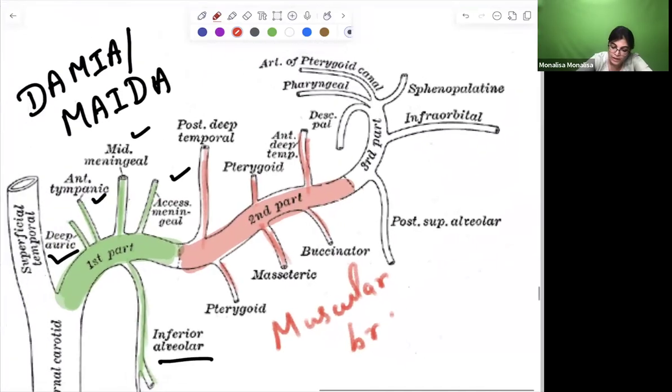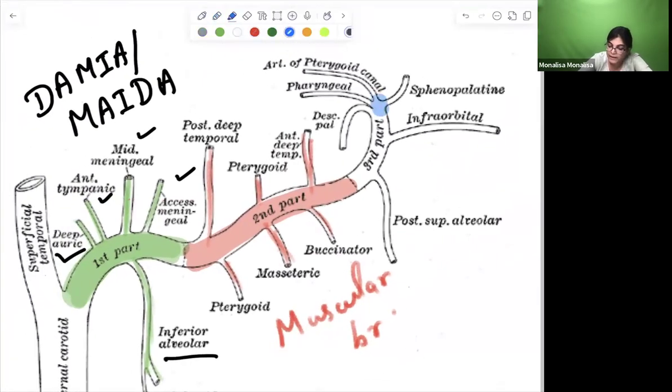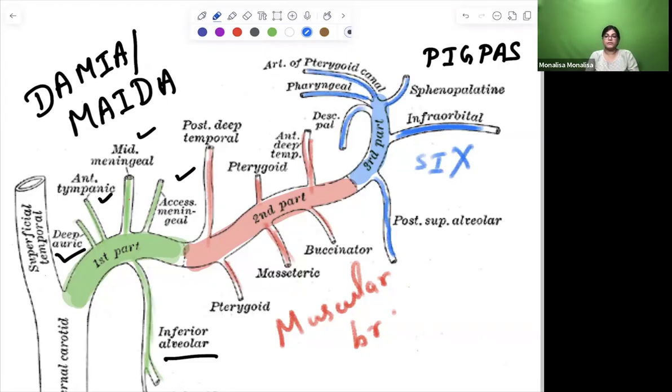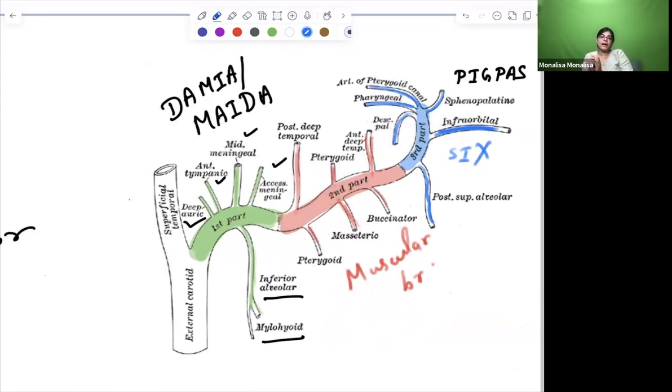Now coming to the third part. The third part gives 6 branches. The mnemonic is PIG PAS. The branches are pharyngeal, infraorbital, greater palatine artery from the descending palatine, posterior superior alveolar, sphenopalatine, and artery to the pterygoid canal. So how many branches? 6 branches. In this diagram, you can see all the branches. From the first part, we have 5 branches.